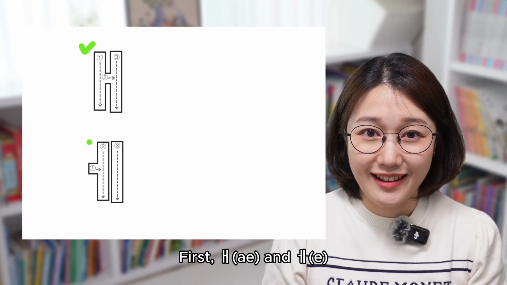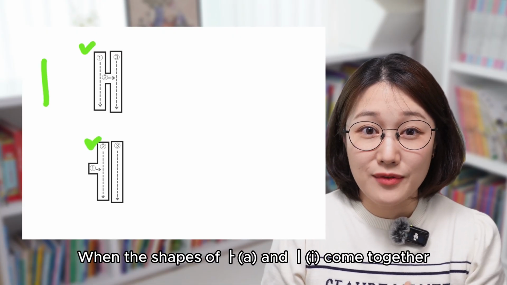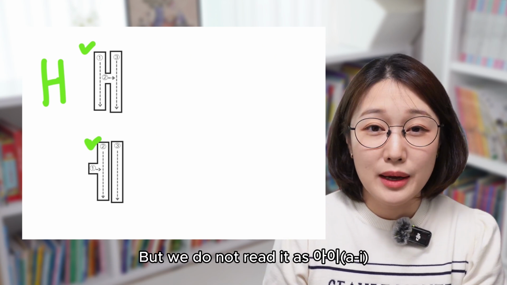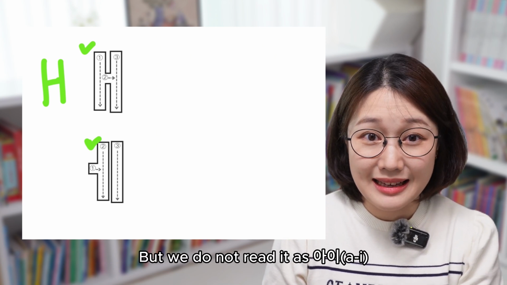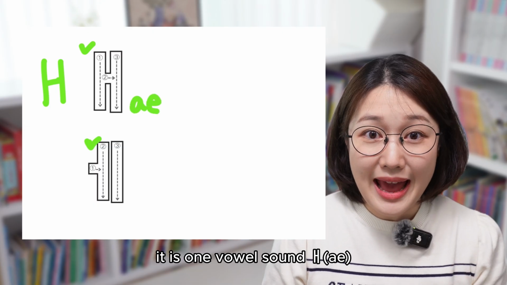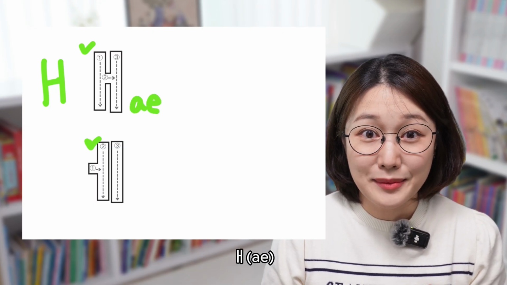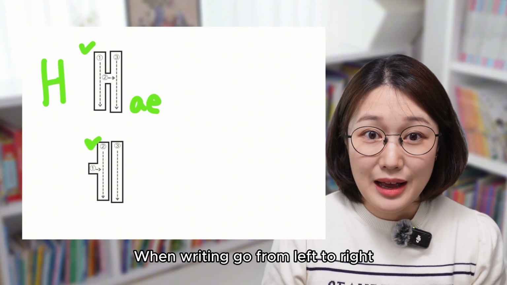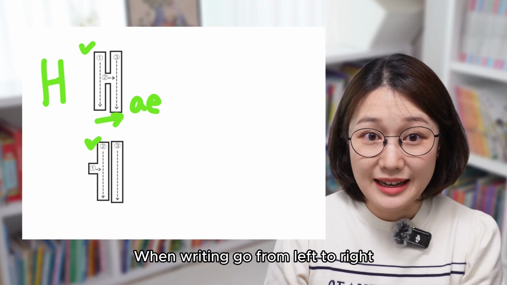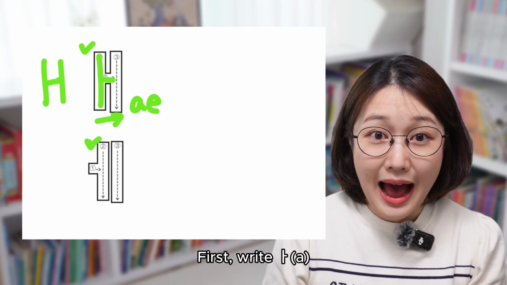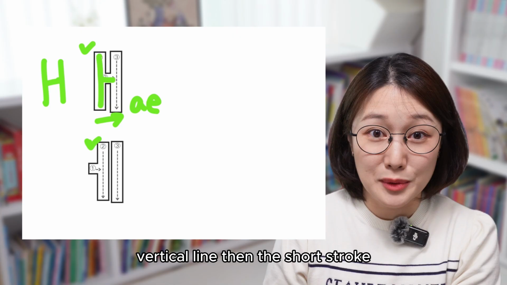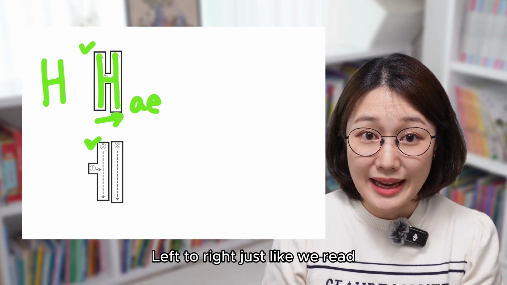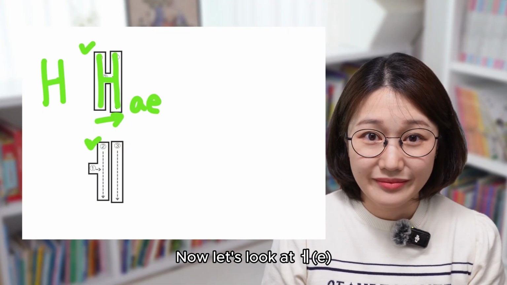First, 애 and 에. When the shapes of a and e come together, they form this. But we do not read it as a-e. It is one vowel sound, 애. Repeat after me, 애. When writing, go from left to right. First, write a. Vertical line, then the short stroke. Then write e right next to it. Left to right, just like we read.